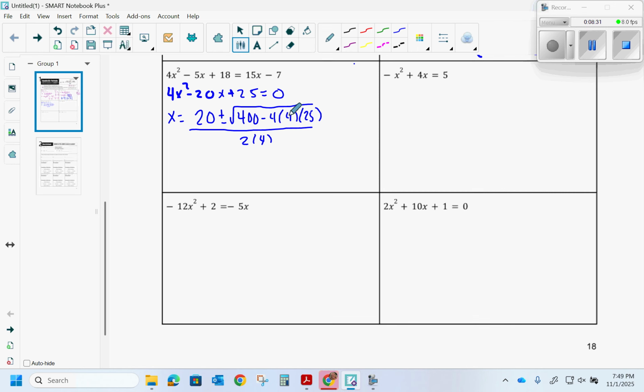All right. So 25 times 4 is 100. 100 times 4 is 400. So 400 minus 400 is 0. So this is x equals 20 over 8, which reduces to, let's see, 4 goes into that, right? 4 goes into 20 5 times, 4 goes into 8 twice. Okay, so what does that mean? I only get one answer. Well, you know what that means? It means we have to have 2 answers. Doesn't mean they have to be 2 different ones. This is a double root.